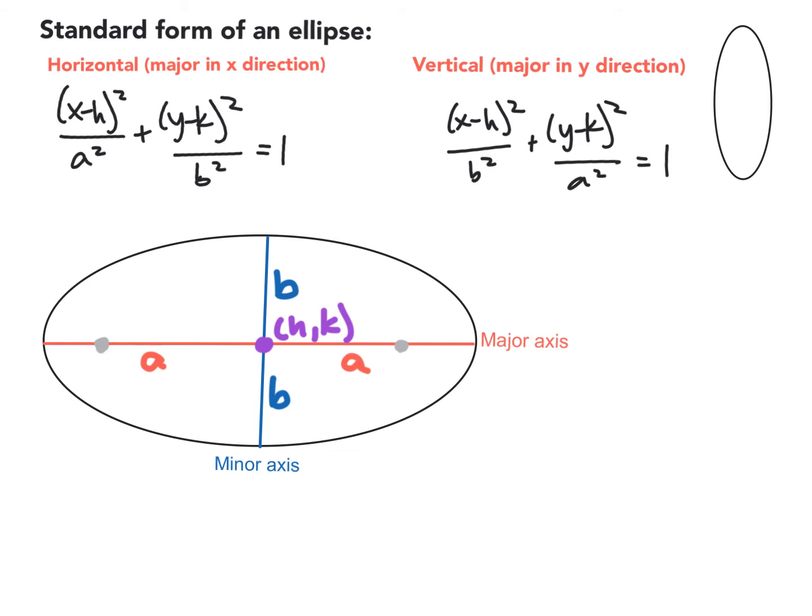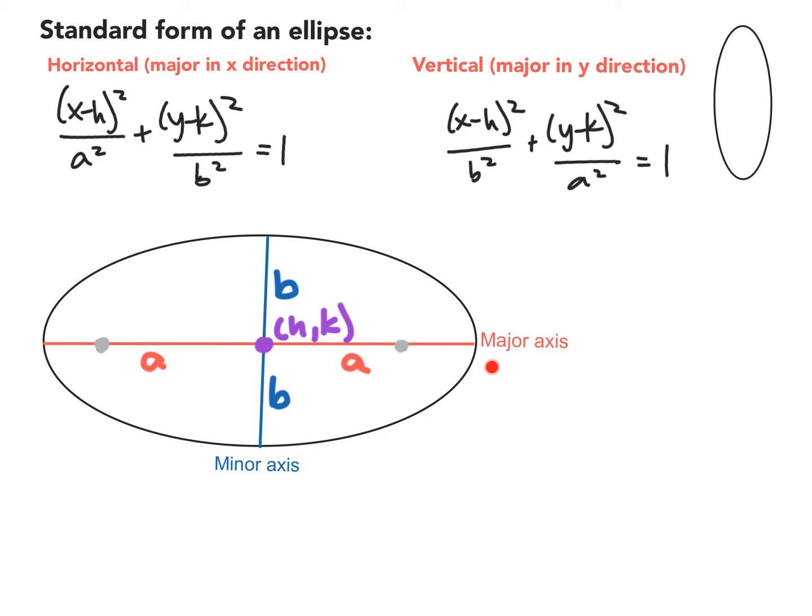The standard form of an ellipse for a horizontal ellipse, where the major axis is in the x direction, is (x - h)² / a² + (y - k)² / b² = 1. This is a horizontal ellipse, and this one is a vertical ellipse because it goes up and down. The only thing that changes between a horizontal and a vertical is where a and b are.